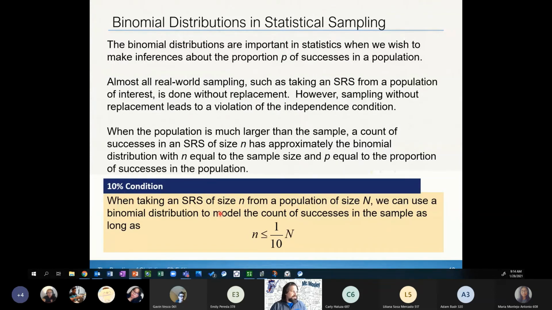So when taking an SRS of size n from a population of size capital N, we can use a binomial distribution to model the count of successes in the sample as long as little n is less than or equal to 1/10 big N, which means the size of our sample is less than or equal to 10% of the entire population that we're sampling. As long as we can satisfy this condition, I can use a binomial approximation and a binomial distribution, which again can be much easier than just treating this as a normal random variable.